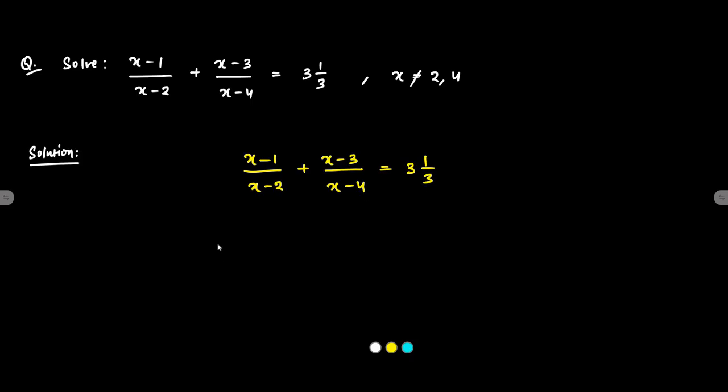Okay, so now we have to simplify it. So this is equal to how much? 10 by 3. So directly we'll write 10 by 3. Then we'll take the same, so x minus 2 to x minus 4. So here it is x minus 1 into x minus 4 plus here it is x minus 2 into x minus 3.